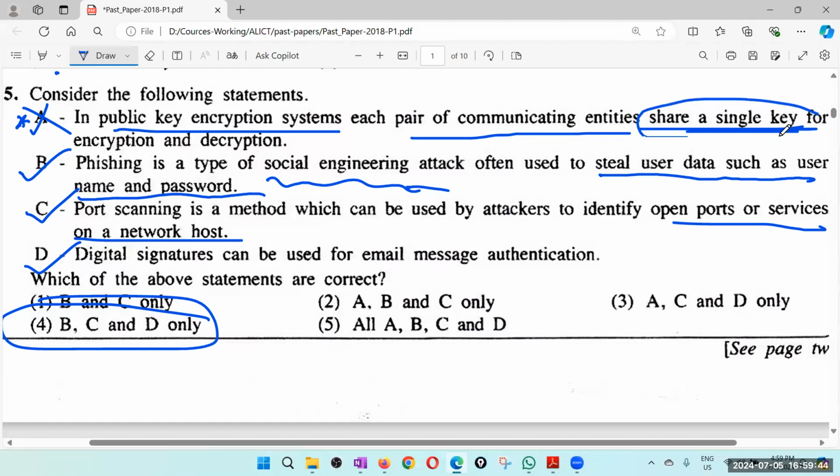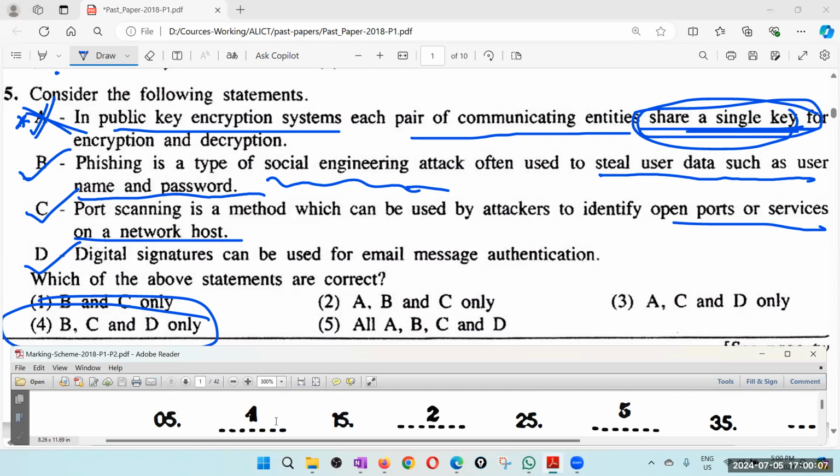So therefore, the answer: in a public key encryption system, each pair of communicating entities shares a single key. No, if it is a single key, it is not public key, it is private key or symmetric key. Sorry, symmetric key. Another name for private key is symmetric key. Symmetric means same key. Another name for public key is asymmetric key. Those are related, but two different keys. So therefore, this is wrong, but B, C, and D are correct. So the answer is the fourth one.